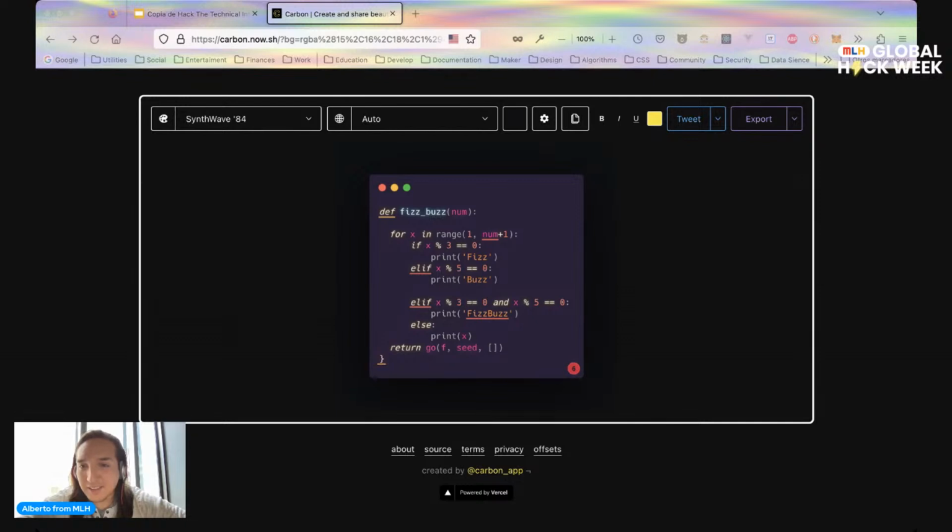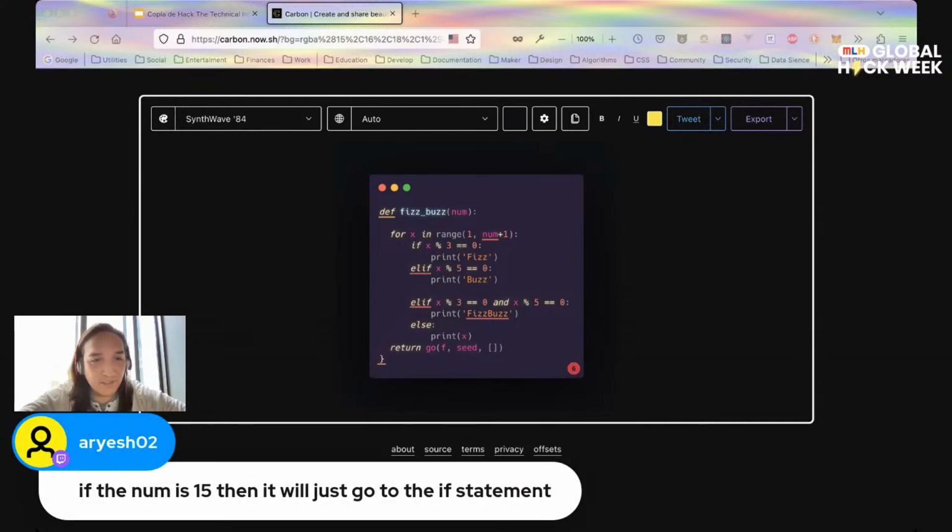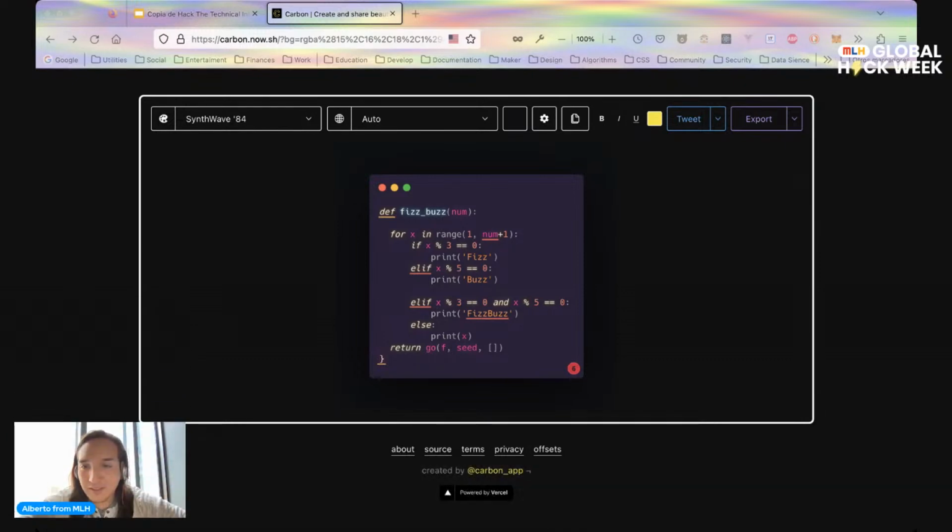Let's see. If the number is 15, it just goes to the first if statement. You can include the common condition inside the if else. Yep. What about, you're multiplying by 3 and 5 two times.